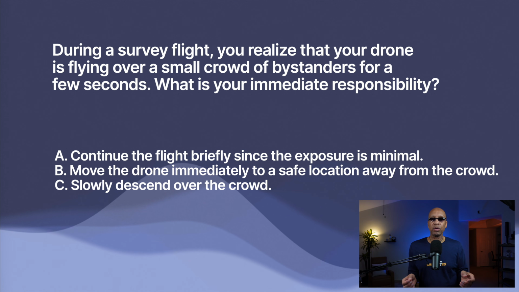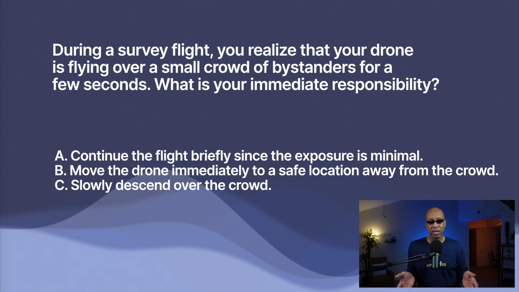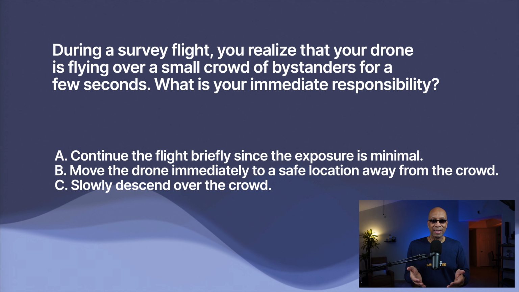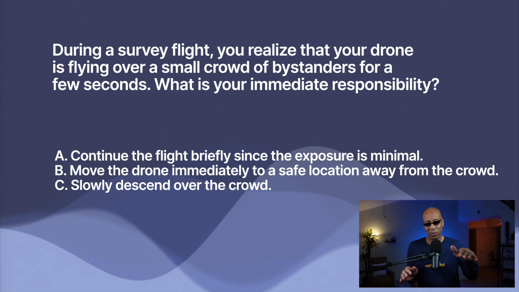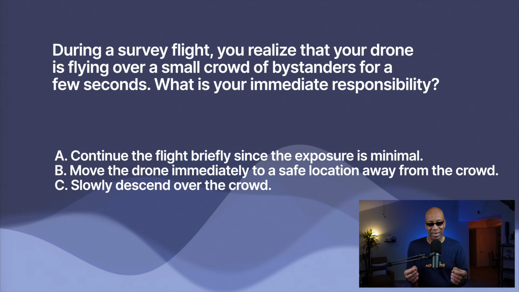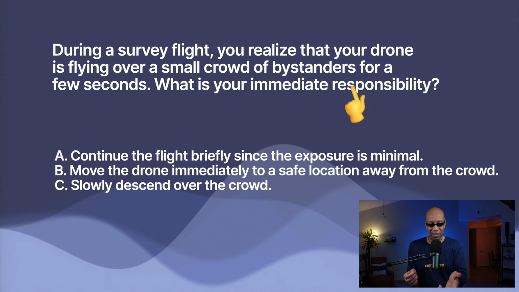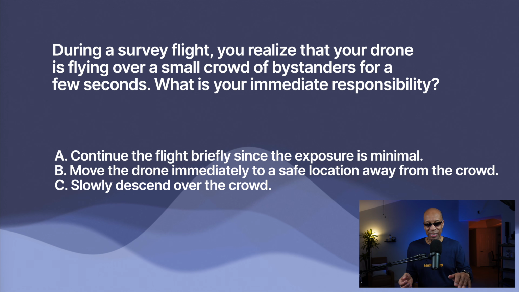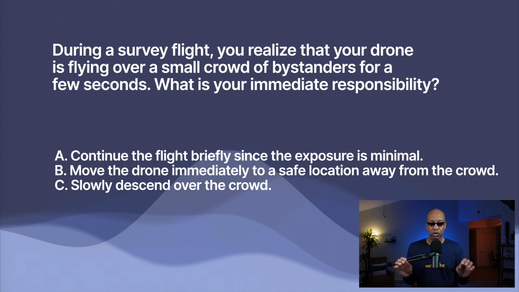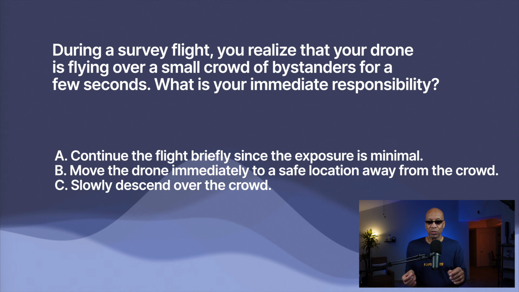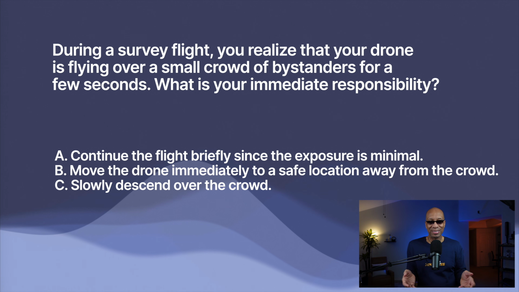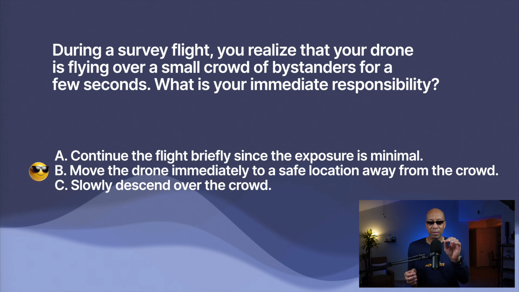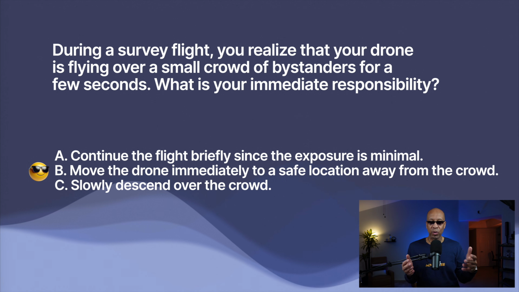Now, come on, you know that the last one I just read, C, is completely and utterly ridiculous, because they're asking you not to fly over people, and the question says that you have a responsibility and asks what your immediate action is. It's not going to be slowly descend if you see the words, what is your immediate action? That in itself tells you that that's not an applicable answer. So the correct answer here is B, move the drone immediately to a safe location away from the crowd.